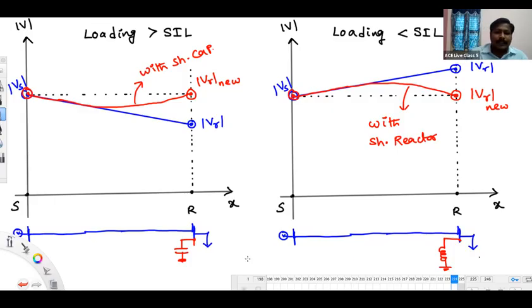I will ask one very simple question to you. Loading means power consumed by load only. What's the doubt in that? Yesterday also I said the same thing. Loading is nothing but the amount of power demanded by the load.